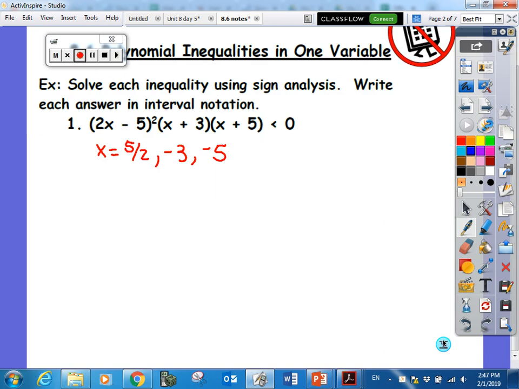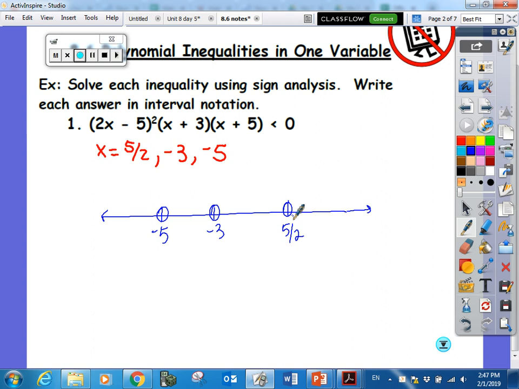So then we make our sign chart. A sign chart is just a line graph. Make sure these are in order: negative 5, negative 3, and 5 over 2. So we have these 4 sections of the graph. Now this says less than 0, so it can't be 0. Less than or equal to 0, 0 would be okay. So we need these open dots right here. If that was less than or equal to, they'd be closed dots.